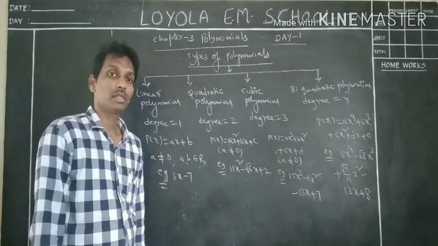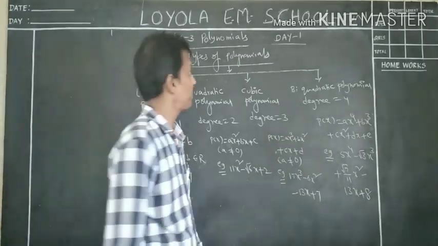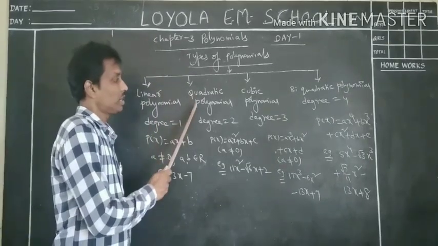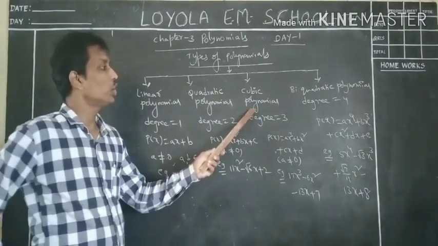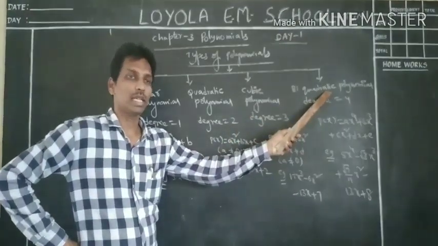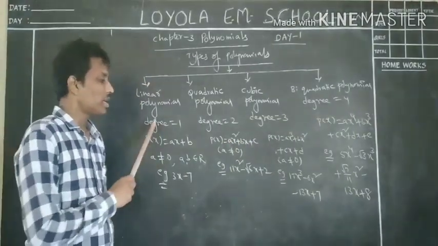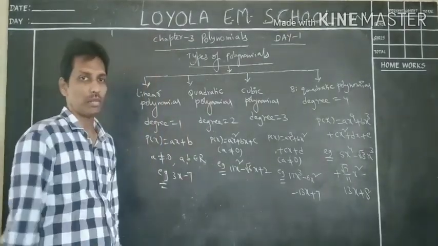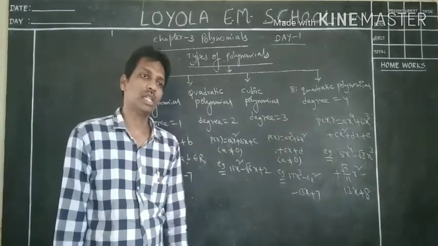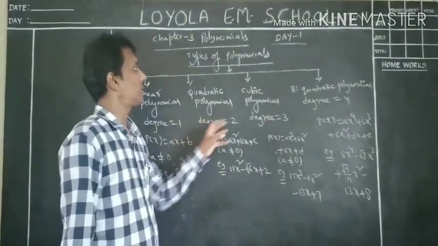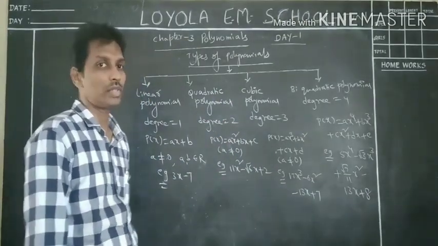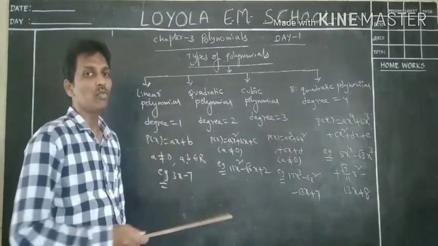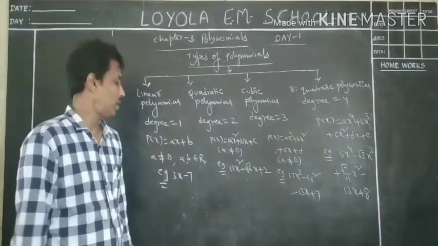Let us go through the types of polynomials. First one, linear polynomial, quadratic polynomial, cubic polynomial, biquadratic polynomial. A polynomial in which its degree is 1 is known as linear polynomial. I am not giving the full explanation. So we are going through the types of polynomials in terms of tree diagram. A polynomial in which degree is 1 is known as a linear polynomial.